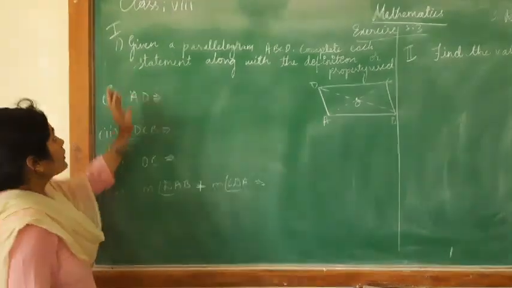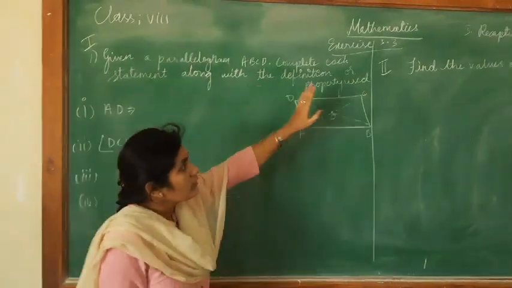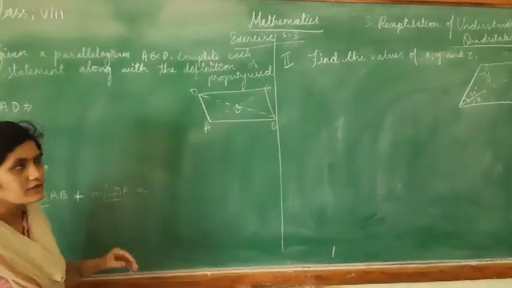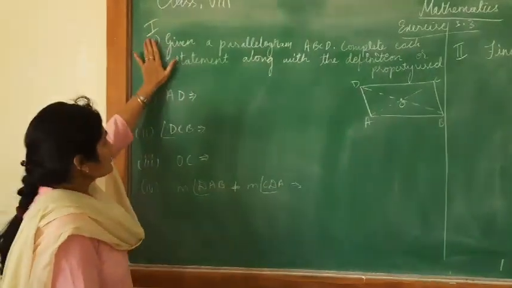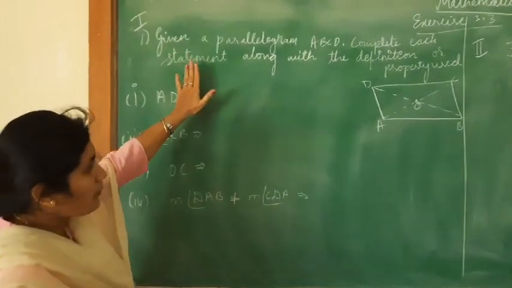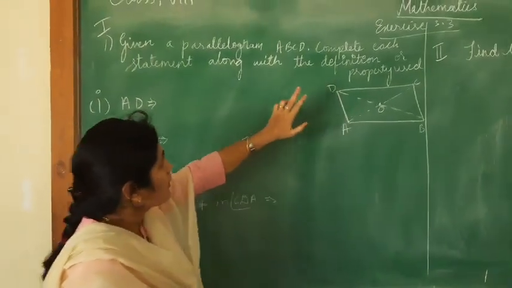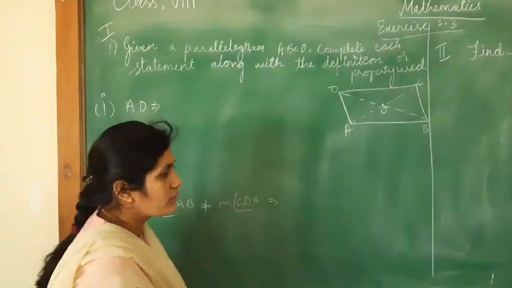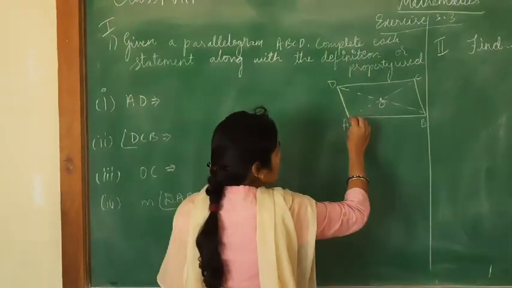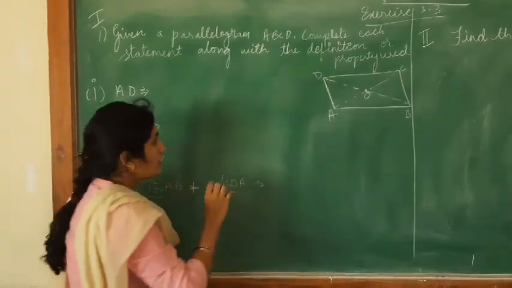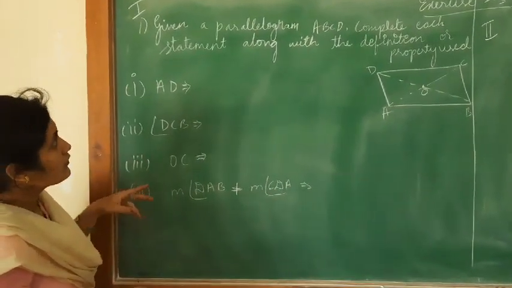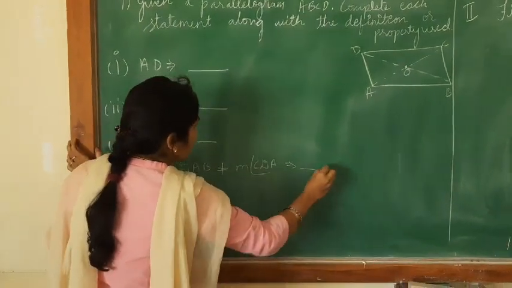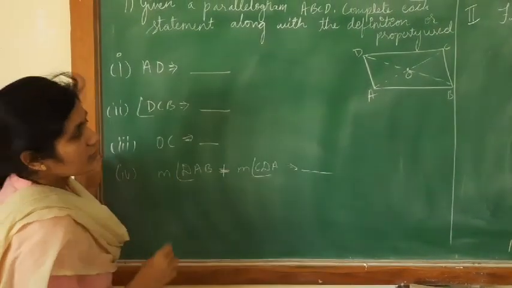Hello children, today let us start class 8 mathematics, recapitulation of chapter 3, understanding quadrilaterals. In this exercise 3.3, first question. Given a parallelogram ABCD, complete each statement along with the definition of property used. Here, a parallelogram is given ABCD, where some of the statements are given. These statements we should complete, that is, what they are exactly and the reason behind it.